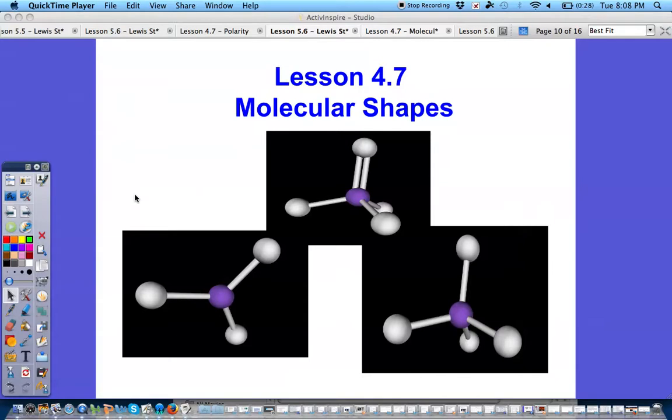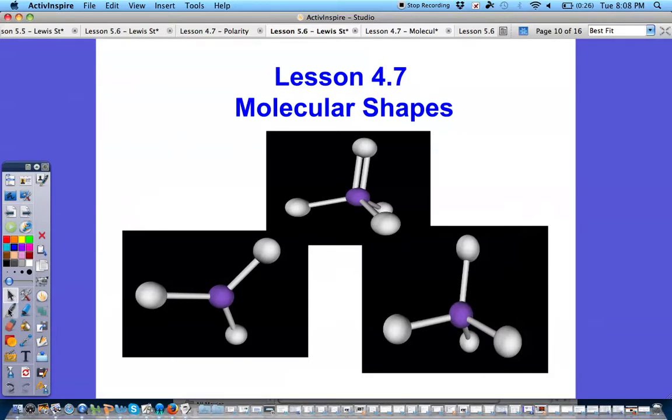So far we've been drawing our Lewis structures just on a piece of paper. We can't see what they look like in 3 dimensions. Our molecular shapes are going to show us our molecules in 3 dimensions, what happens with the bonds, the angles, and our lone pairs.